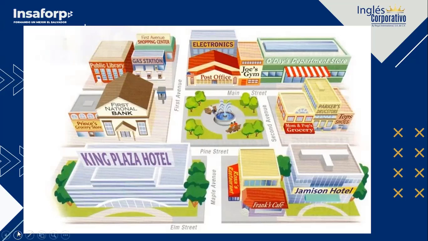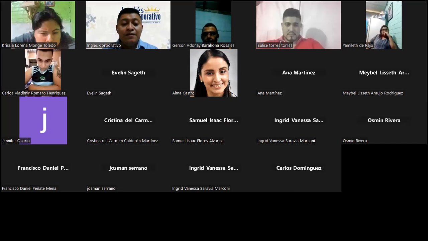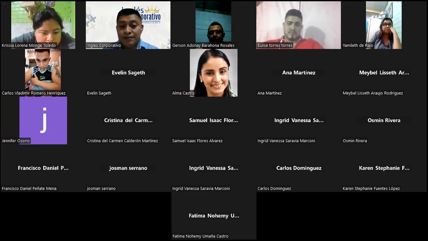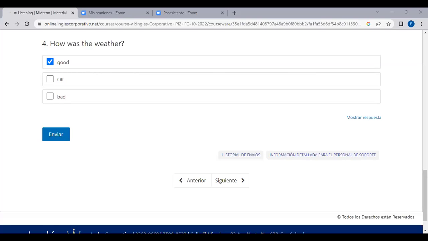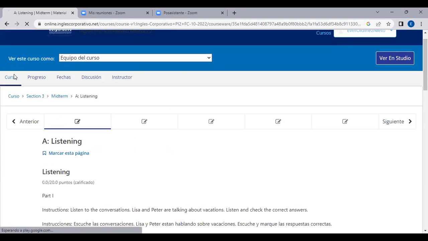So don't forget about this map. And we are going to go to the platform and we are going to solve this exercise. So have you already solved this one? Have you already solved this exercise on the platform? Yes. Okay, here we go.